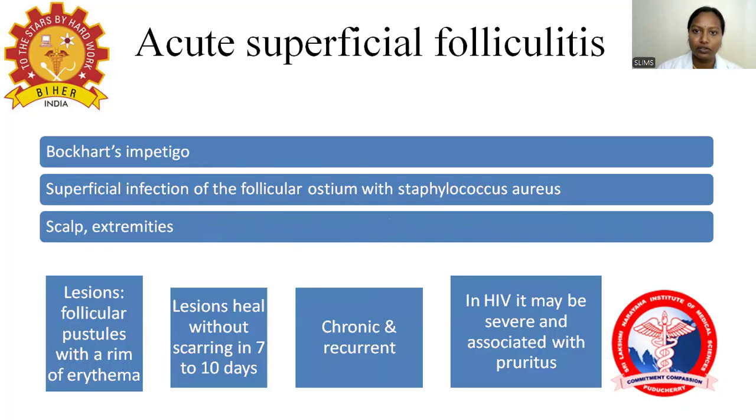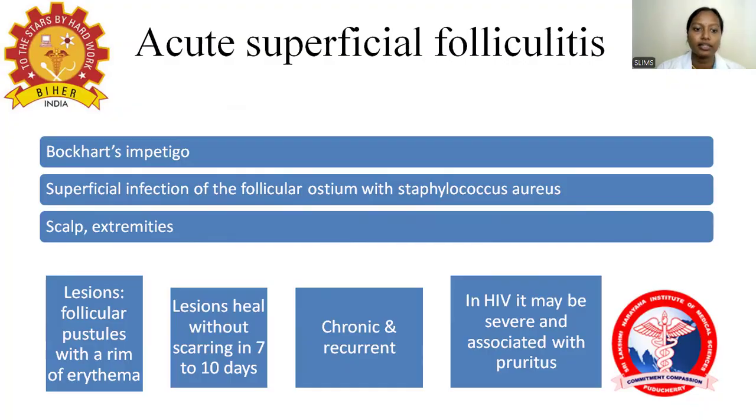Coming to superficial folliculitis, we know it is also called Bockhart's impetigo. It occurs only till the ostium and doesn't go beyond this level. It is caused by Staphylococcus aureus and usually occurs in the scalp and extremities. Naturally, where will we find hair follicles? Usually in the scalp and in the extremities.